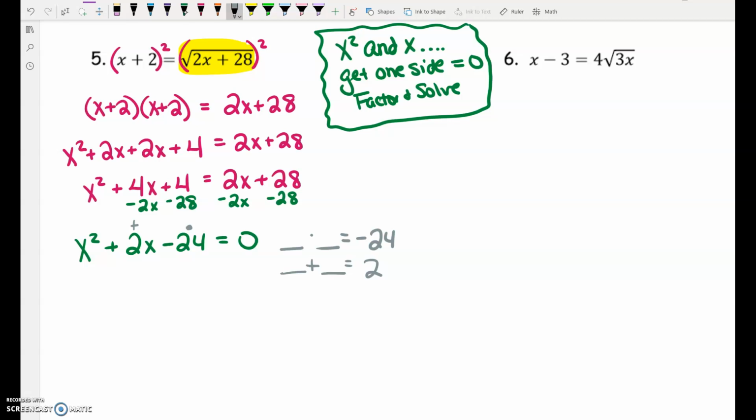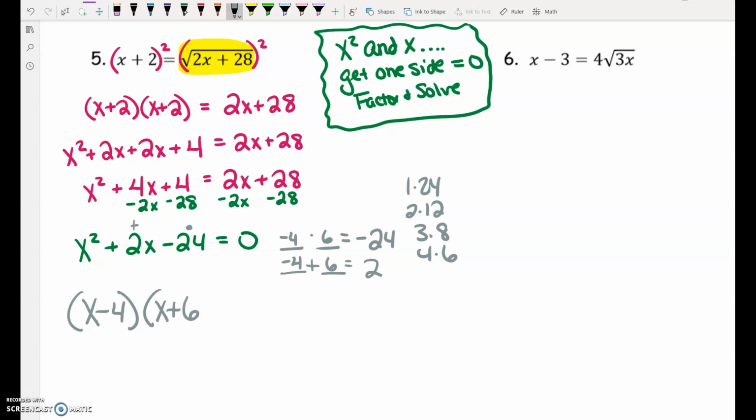Okay, ways to get 24. We've got 1 times 24, we've got 2 times 12, 3 times 8, or 4 times 6. Which of those could give us 2? Negative 4 and 6. So we have x minus 4, x plus 6 equals 0. Which means our solutions are positive 4 and negative 6.